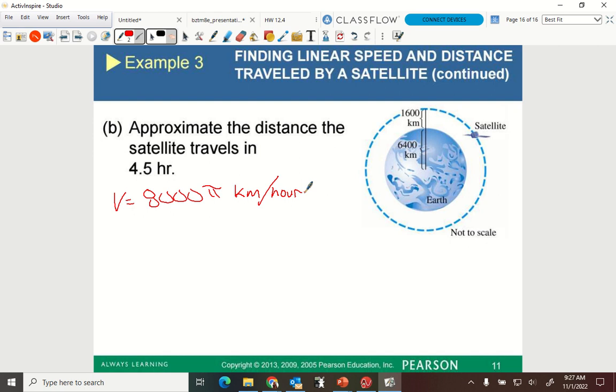So let's go ahead. I'm going to take that and multiply by 4.5 hours. So my distance in 4.5 hours. Actually multiply it out for me, please. And actually multiply the pi. Put the pi in there also. Yes, 113,097. And that's going to be kilometers in 4.5 hours.